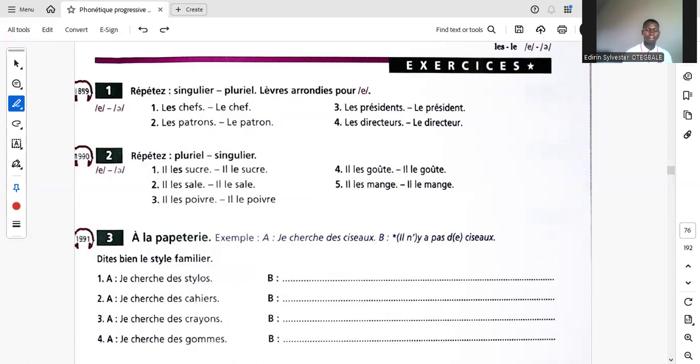Leçon 21. Les, le. Exercice 1. 1. Les chefs. Le chef. 2. Les patrons. Le patron. 3. Les présidents. Le président. 4. Les directeurs. Le directeur.